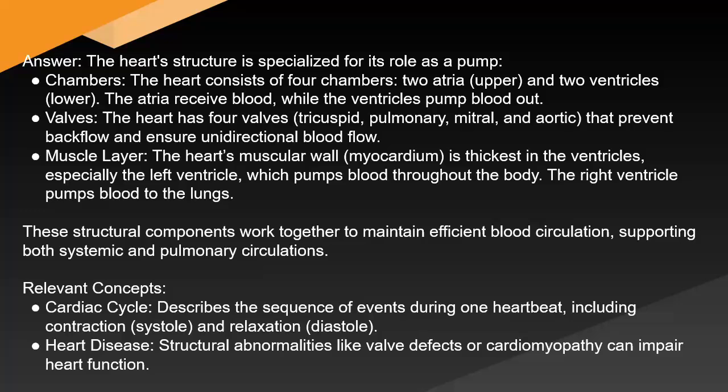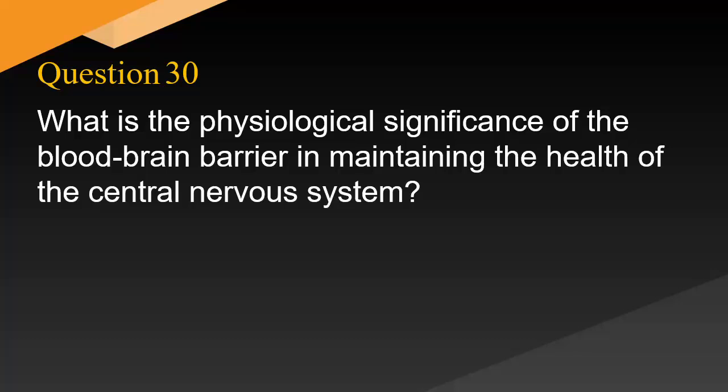These structural components work together to maintain efficient blood circulation, supporting both systemic and pulmonary circulations. Relevant concepts: the cardiac cycle describes the sequence of events during one heartbeat, including contraction, systole, and relaxation, diastole. Heart disease: structural abnormalities like valve defects or cardiomyopathy can impair heart function. What is the physiological significance of the blood-brain barrier in maintaining the health of the central nervous system?